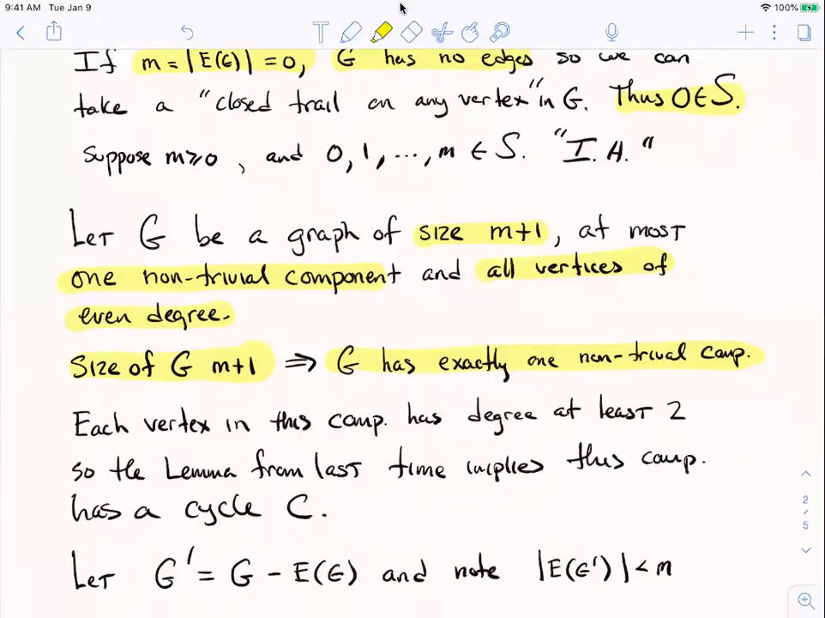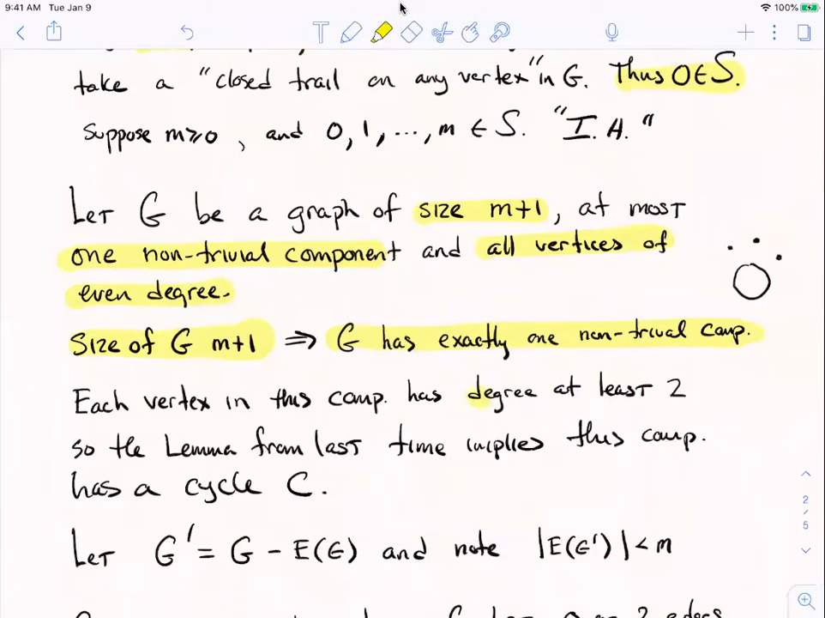It must look like my little schematic picture, that it's got this component, and then it's got some vertices maybe, but they're all edgeless. Okay, so every vertex in that component has degree at least 2, because the degrees are not 0 because they're in the component, and everything has even degrees, so it must be at least 2. So the lemma from the last lecture says that this graph has a cycle.